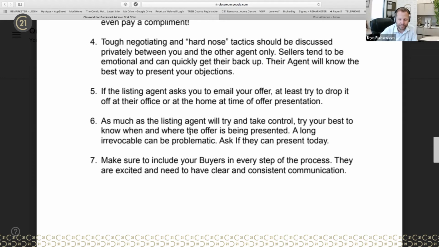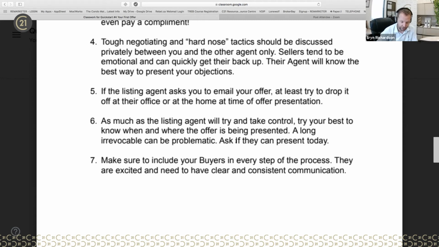Include your buyer in every step of the process, right? They're excited, and they need clear, constant communication of what you're doing and how you're doing it. They need to be a part of the process. In the end, it should be their price. It should be their offer.